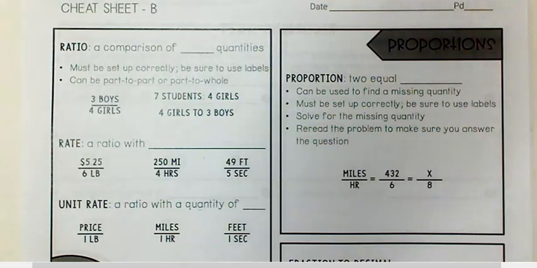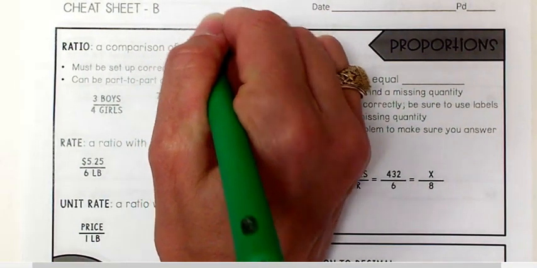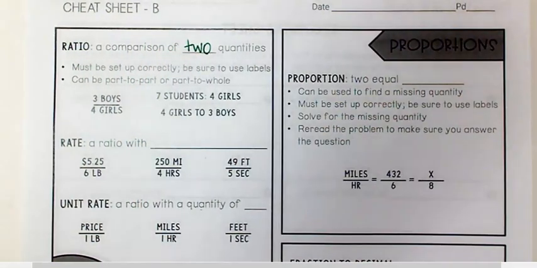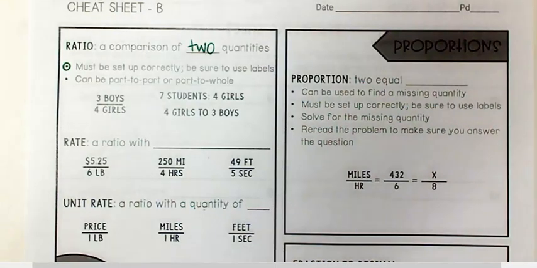All right, this is in case you missed the proportionality cheat sheet. We're going to start with what a ratio is. A ratio is a comparison of two quantities. Please make sure that you pay attention and set them up correctly.